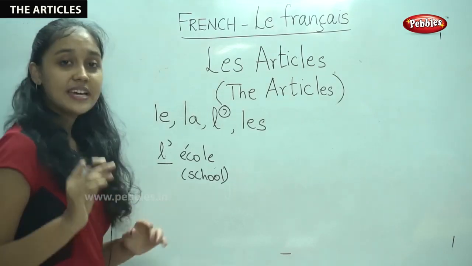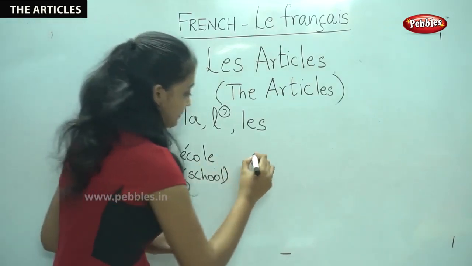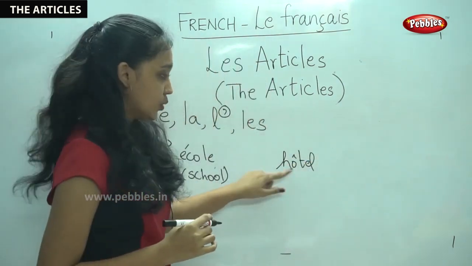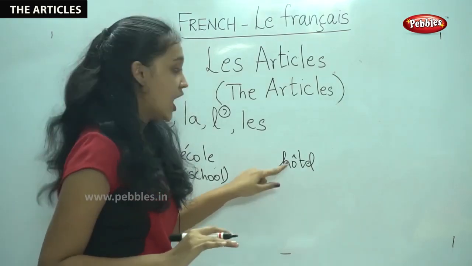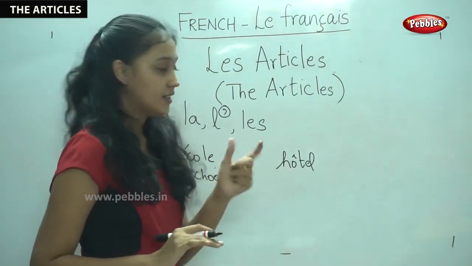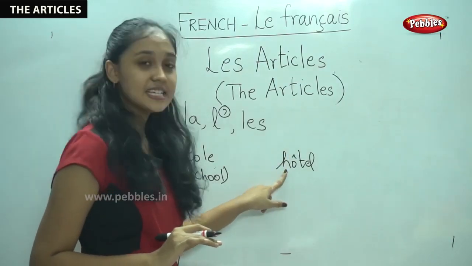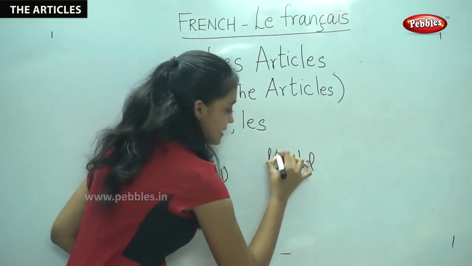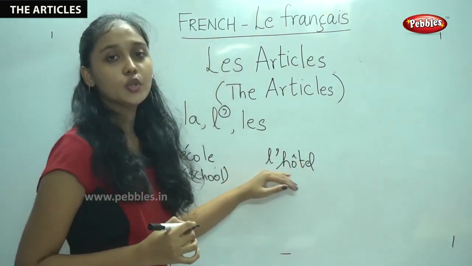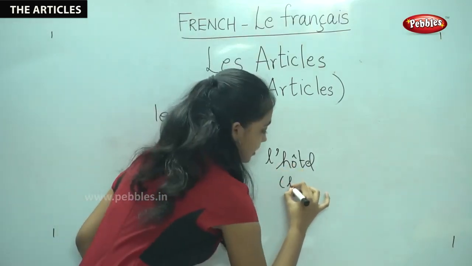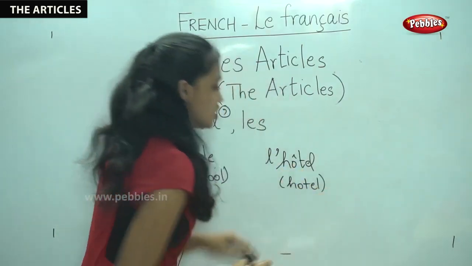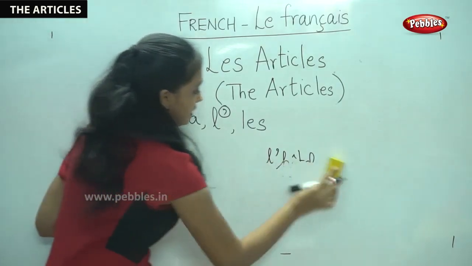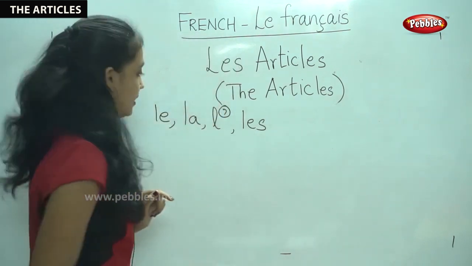Similarly, for words where there is a H mute, for example, the word begins with a H mute. Here, the word begins with H, which is not a vowel. However, it is pronounced hotel. The H here is silent. This is called a H mute. For words that begin with a H mute, we place L apostrophe. It is called l'hôtel. Hotel is the word for hotel. So, l'hôtel.